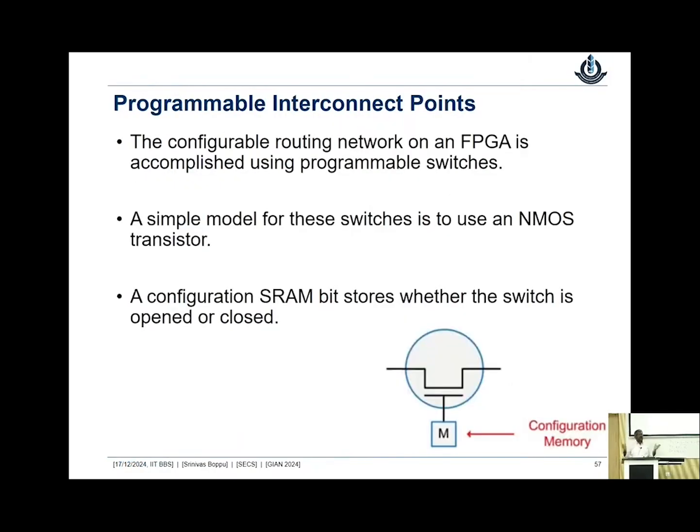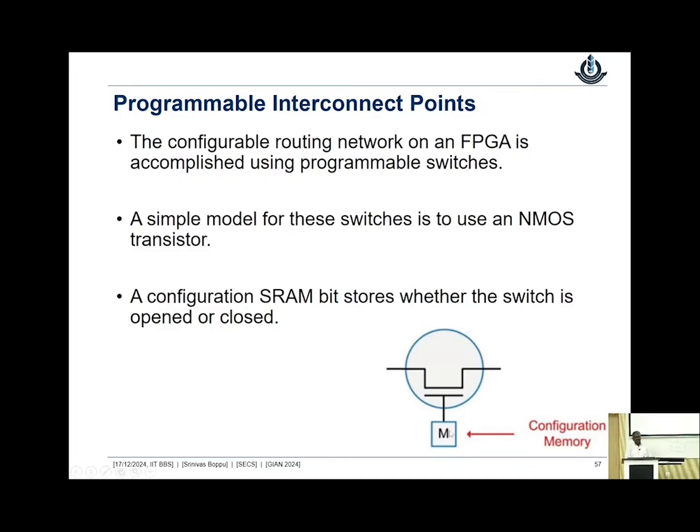Now, let's say we understood the CLB. So now let's try to talk about the programmable interconnect points. The configurable routing network on the FPGA is accomplished using what is known as a programmable switch. Now, a simple model for the switch is to use an NMOS transistor. So what is shown here is that, okay.